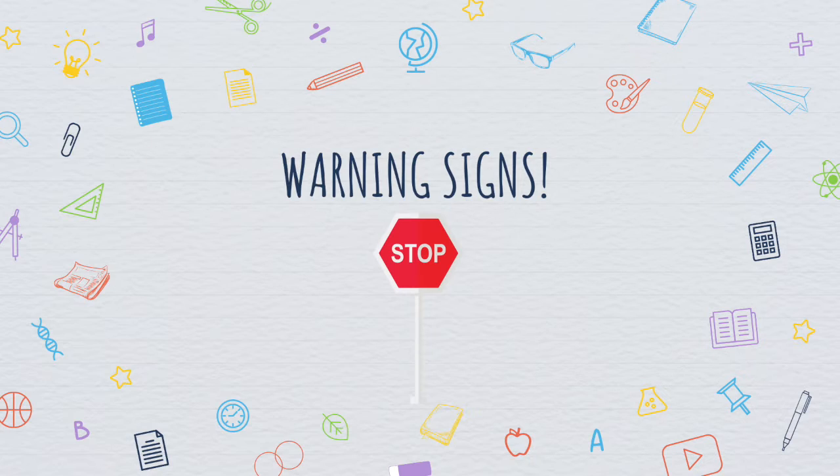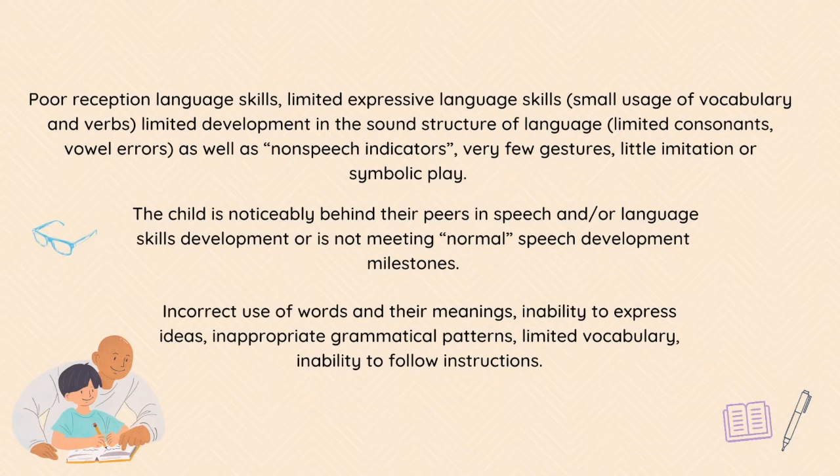Now, these are some warning signs to look out for. What we have is poor receptive language skills, limited expressive language skills, limited development in the sound structure of language, as well as non-speech indicators such as very few gestures, little imitation, or symbolic play. Now, some more to look out for is incorrect use of words and their meanings, inability to express ideas, limited vocabulary, inability to follow instructions, and inappropriate grammatical patterns.